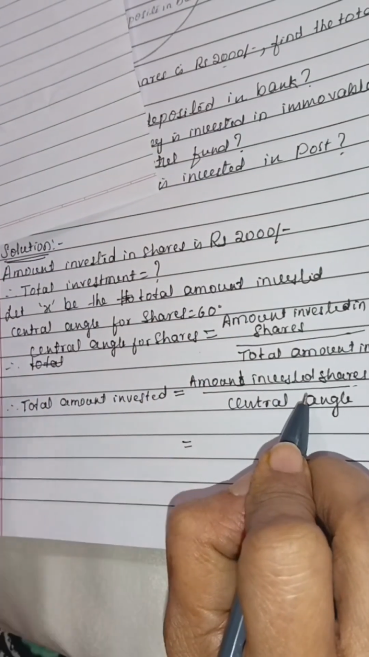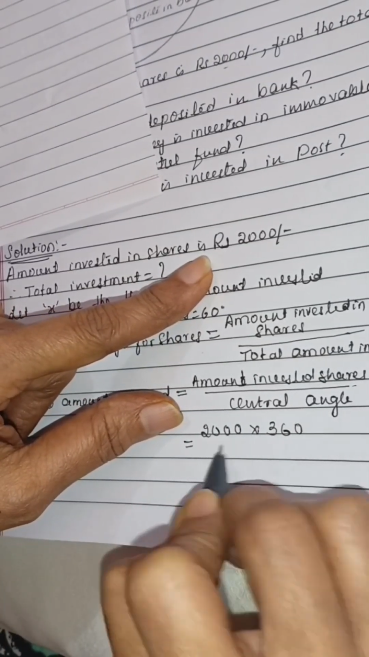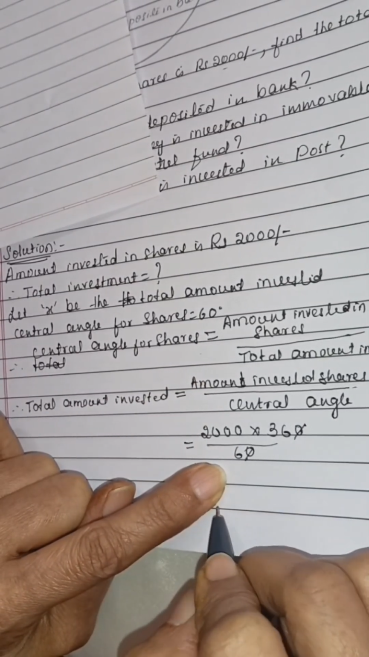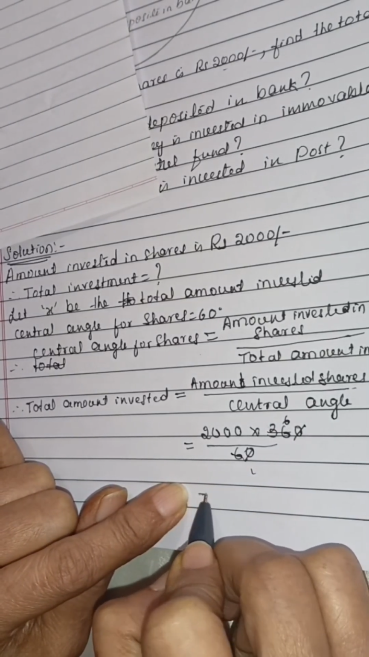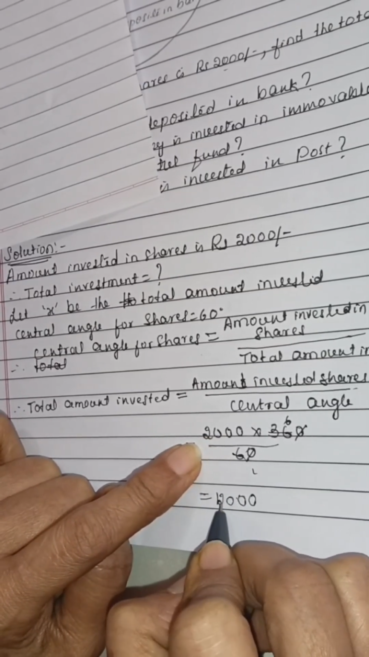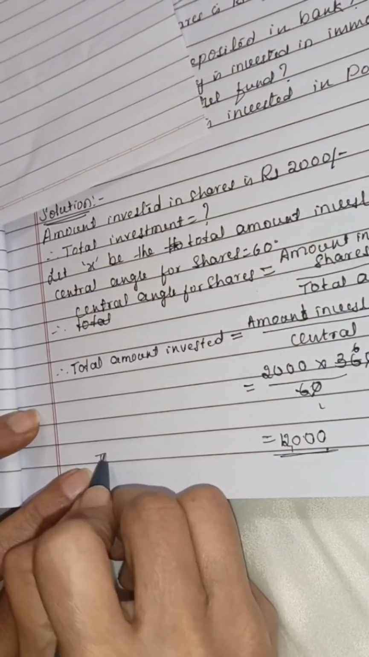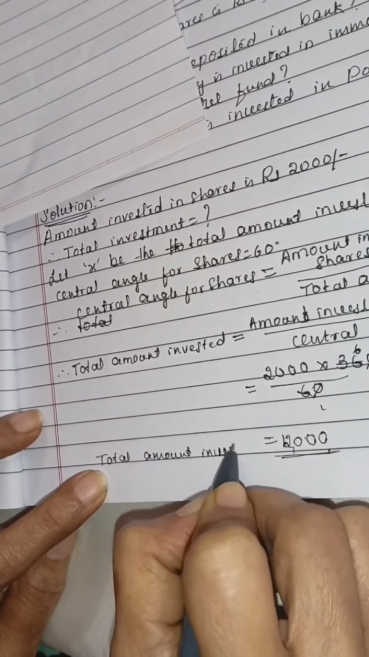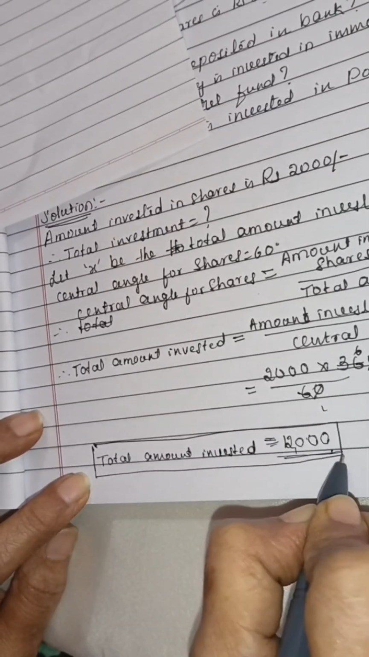So amount invested in shares is 2000 multiplied by 360 divided by central angle, which is 60. This zero gone, then 6 ones are 6, 6 sixes are 36. The answer is 12,000. What is this? This is the total amount invested.